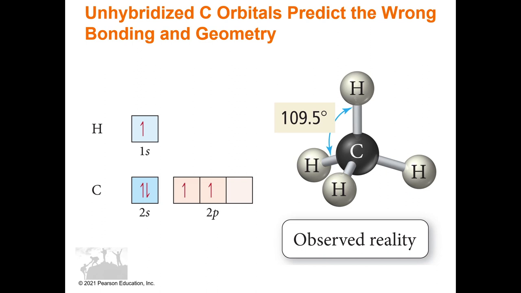Remember that we need to have overlapping half-filled orbitals in order to form a bond in this new theory. So with hydrogen, we're good there. With carbon, we only have two half-filled orbitals. So using the same method as before, carbon should only form two bonds, but that's not what we see in reality. So there's something wrong here in this bonding theory. There's something that's missing.